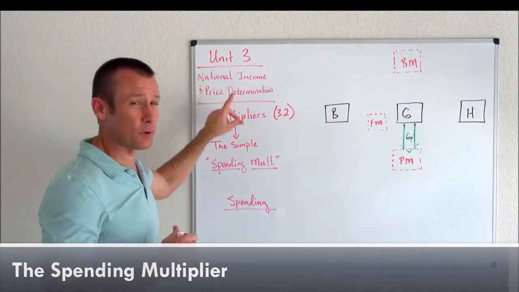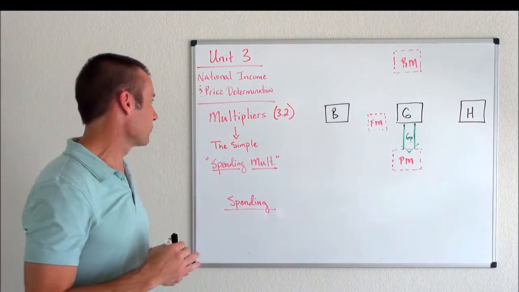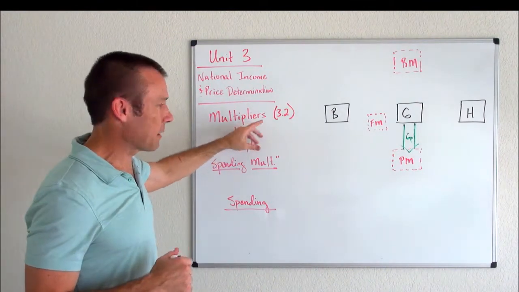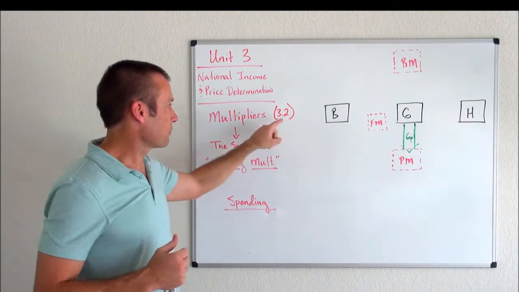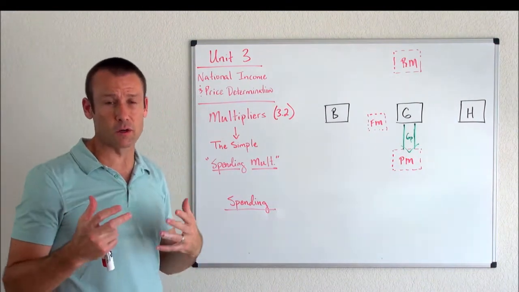We're doing National Income and Price Determination. That's the name of Unit 3. In this video, I'm going to be talking about multipliers. This is 3.2 in the course guide.